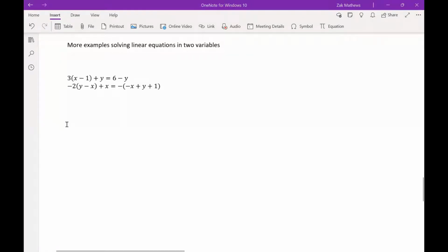In this video, I'm going to do a few more examples solving linear equations with two variables. However, they're not going to look quite so clean at the start. So the key is we always want to put it in a usable format.